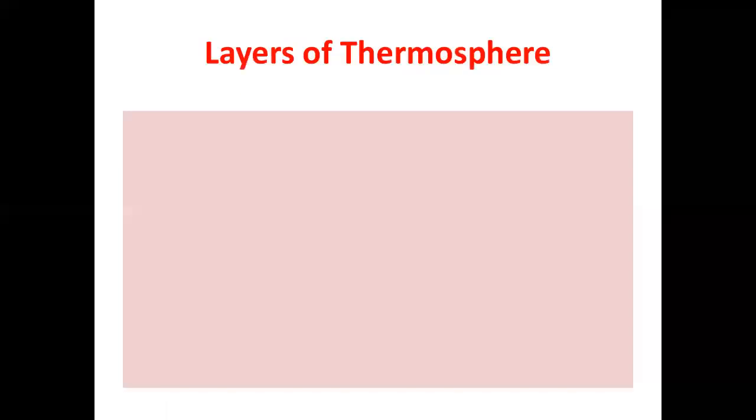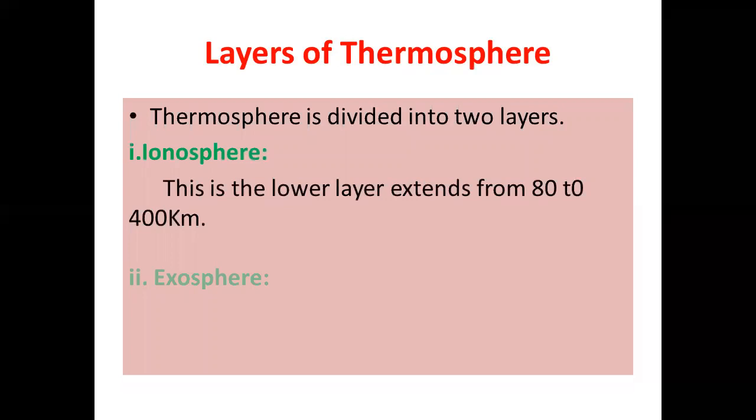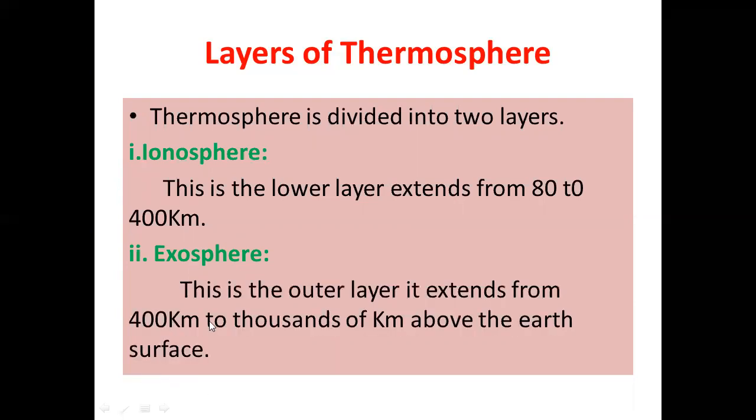Thermosphere is further divided into two layers. The first one is ionosphere and the second one is exosphere. The altitude of ionosphere is from 80 to 400 kilometers, and exosphere is from 400 kilometers to thousands of kilometers above the Earth's surface. So this exosphere is the outer layer.